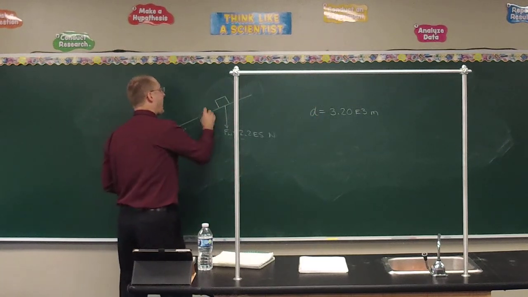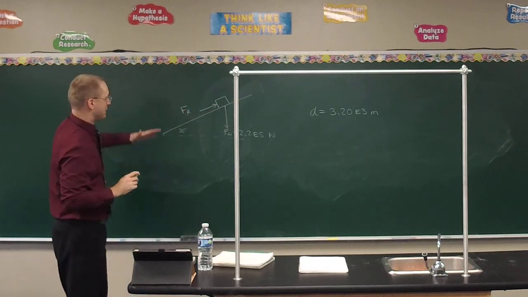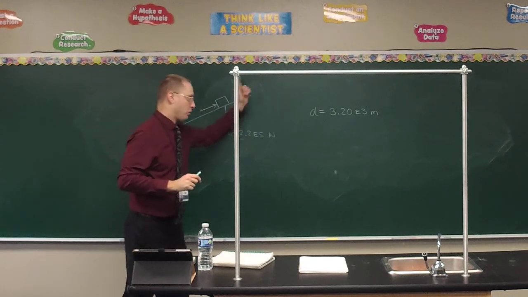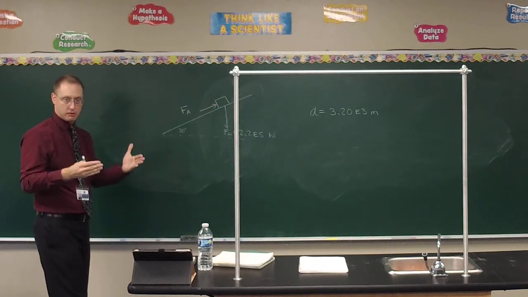We have to figure out what force is applied by the locomotive. I don't know which force is applied. That's what causes the motion of 3.20 E3 meters. That's force times displacement gives us work. Make sense?